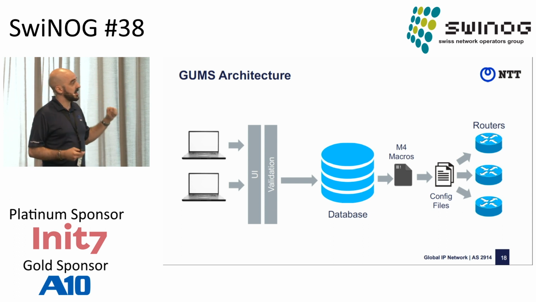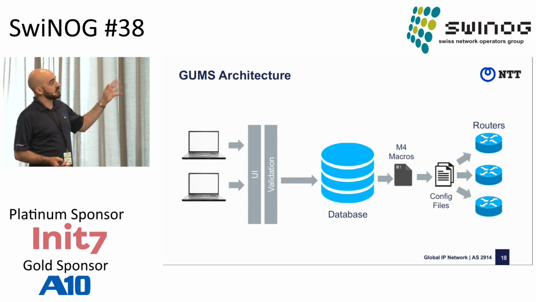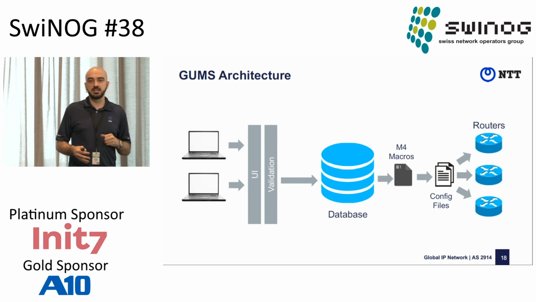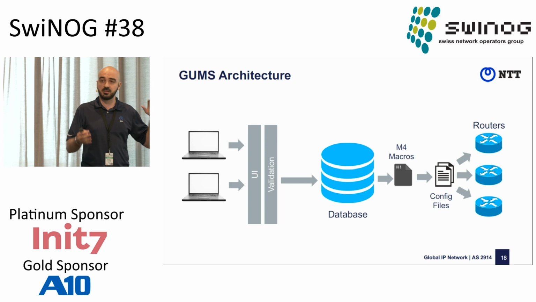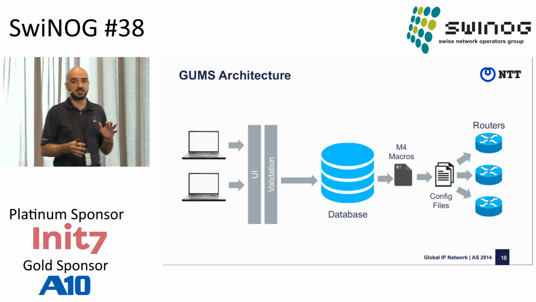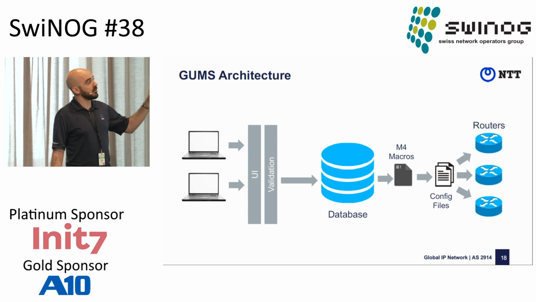Now the system. This is the platform. The idea behind it is that there is a central database, which is the single source of truth, and there is of course a UI where you can change things in the database. If there is a device in the network, this device has its configuration in the database. The database is where everything is stored. And of course, there are also M4 macros.